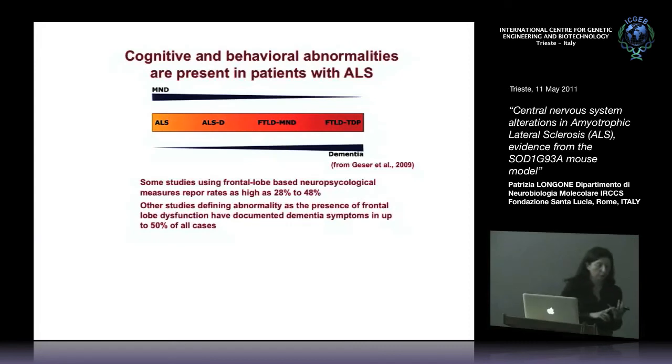For this reason, and for the fact that increased glutamate levels have been found in cortical preparation from presymptomatic mice, and we know that increased glutamate can alter glutamate receptors, we reasoned that the glutamate receptor in the central nervous system could be altered. And we looked at this aspect in presymptomatic mice, searching for signs of learning and memory deficiencies.